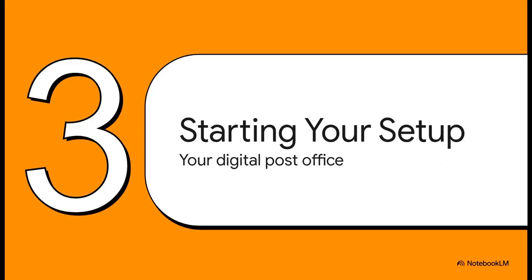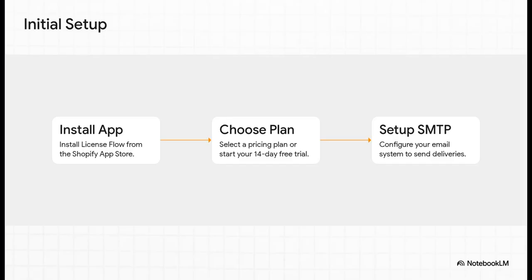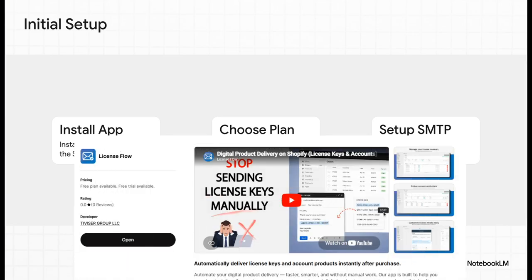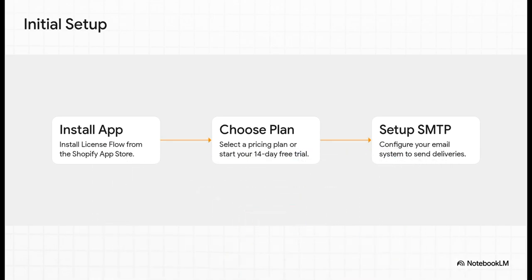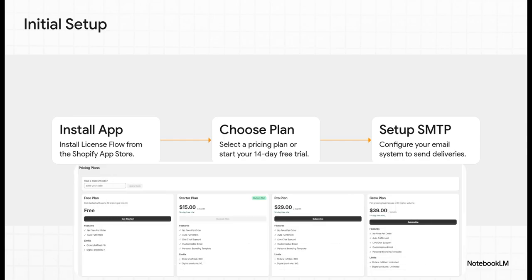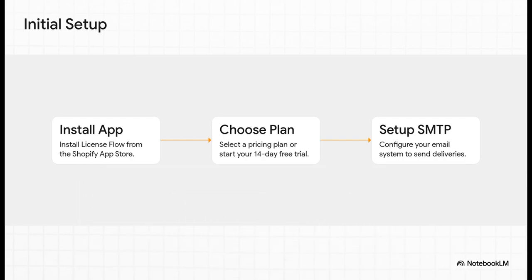Section 3. Starting your setup. From installation to your digital post office. Getting this up and running is remarkably straightforward. Step 1, you just install the app directly from the Shopify App Store. Super simple. Step 2, select your preferred pricing plan. And keep in mind, you can always start a 14-day free trial or just use that free tier to test the app at your own pace. Step 3, you prep and configure your email system settings.